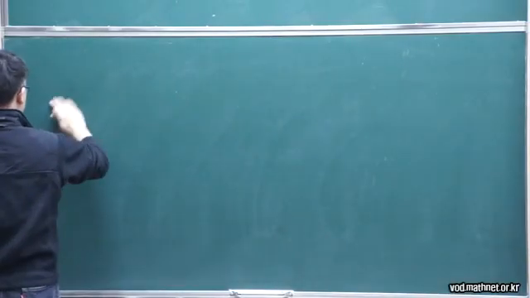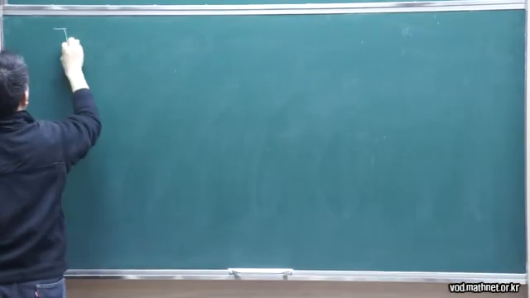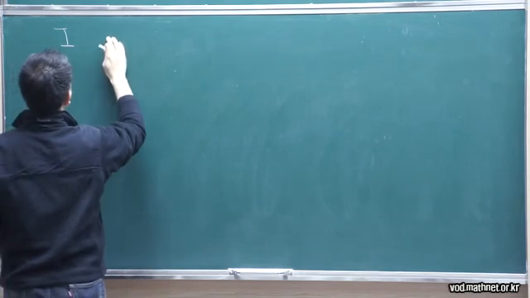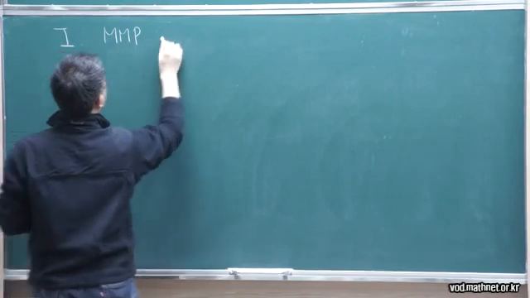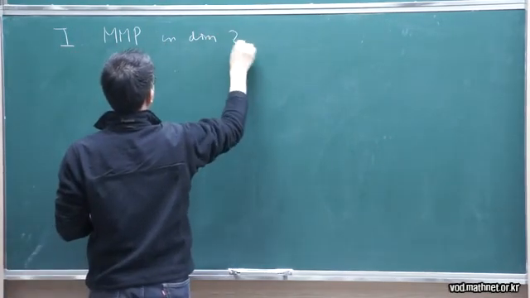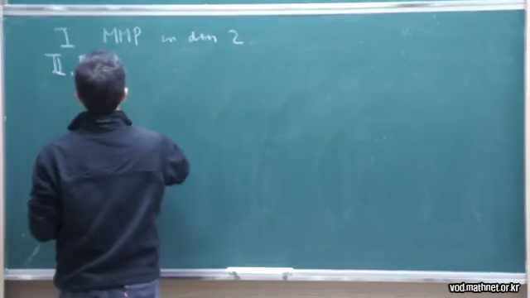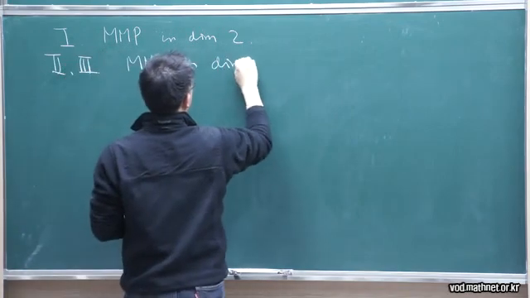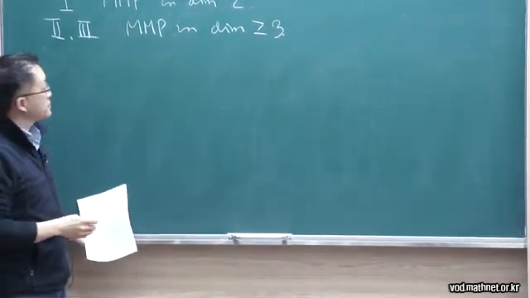So, let's explain. Let's write down the plan. In the first lecture, I will talk about the MMP, and I will explain what MMP is, in dimension 2. And tomorrow, in lectures 2 and 3, I will talk about the MMP in dimension greater than or equal to 3.